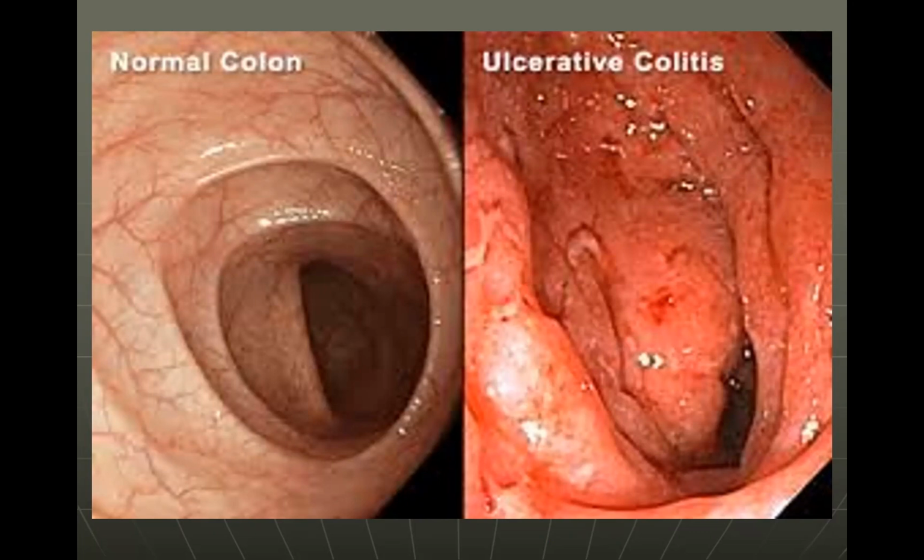Now you can see here on the left what a normal colon would look like, and on the right, someone with UC. I don't know if you can see the resolution on your screen, but you can see these little lesions, these areas where it looks almost like blood's coming through, because one of the symptoms in UC is you're getting blood with your stool. Okay.